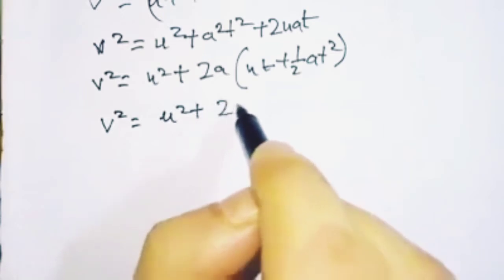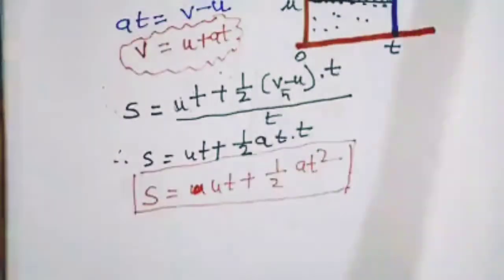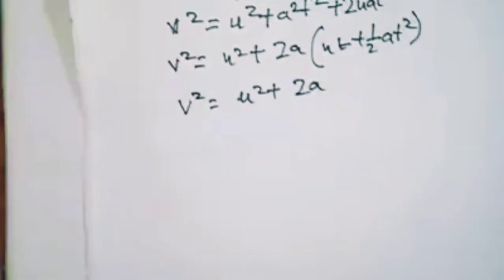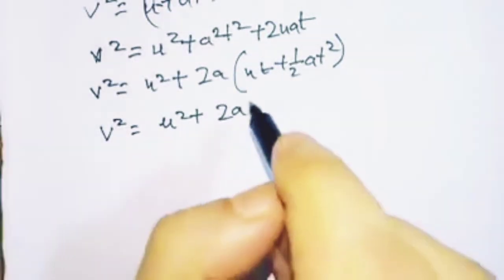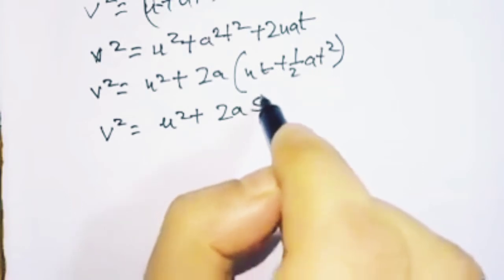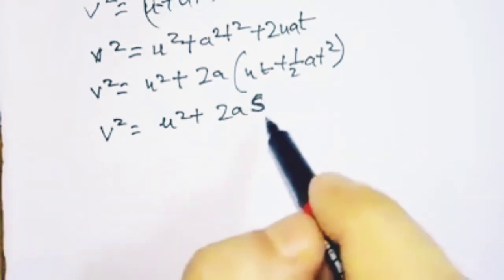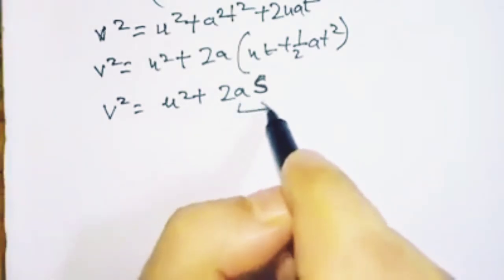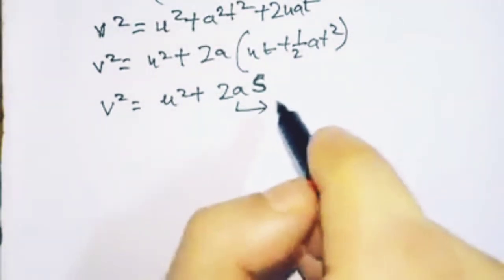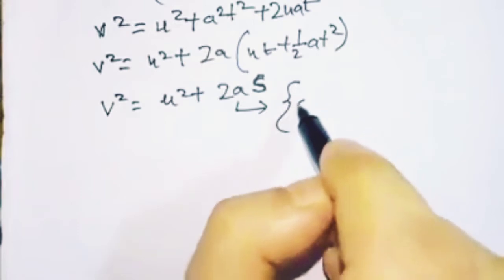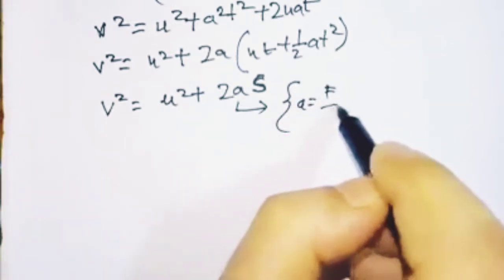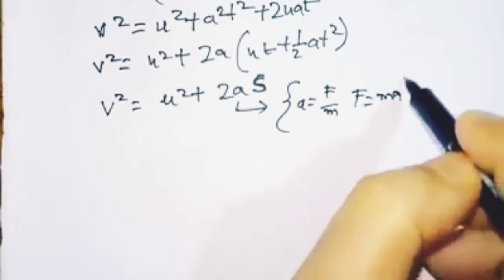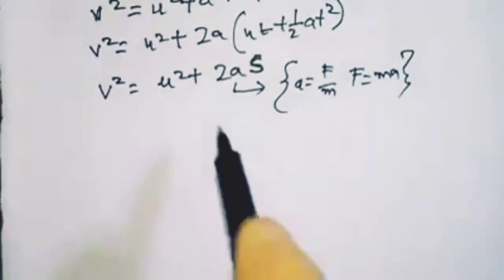From here further, what we can write is that v squared equals u squared plus 2a. Now what is ut plus half at squared? It is basically s. So I can substitute s over here. Let me write a little bit bold so that you will understand it's a substitution, right? Now if I take this a out from this equation, what is a? A is acceleration. And what is acceleration? Acceleration is equal to force by mass, right? It follows from the equation force equals ma, right? So v squared equals 2as.